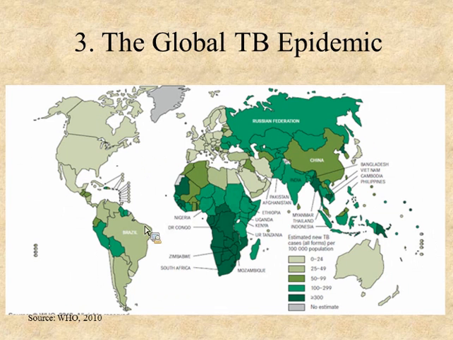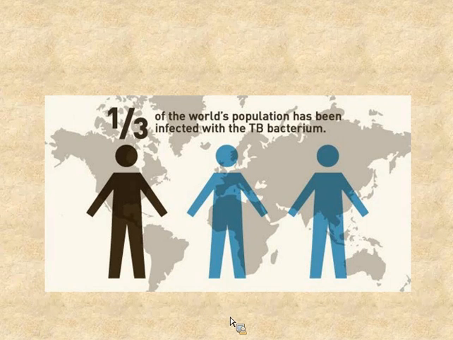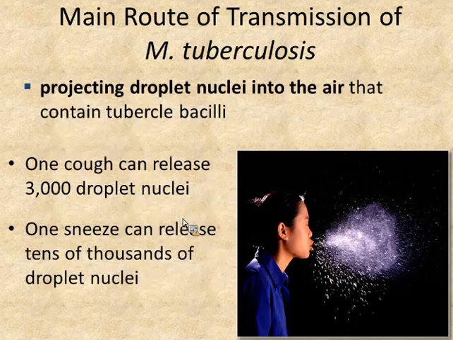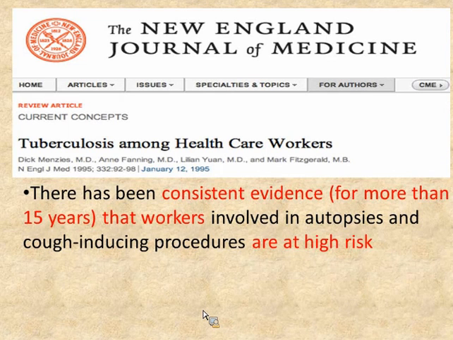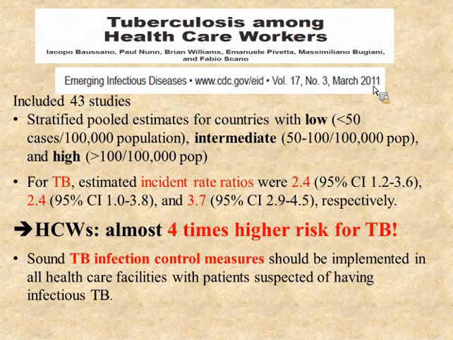But you can see that the darkness of the color reflects the intensity of the epidemic. A third of the world's population is infected with TB. I love this graphic because it says it all: there have been many studies over the last 15 years consistently showing that healthcare workers are at higher risk for TB, going back to 1995. Another systematic review done in 2011 found healthcare workers almost 4 times higher at risk for TB. Again, emphasizing that internationally we need to do a much better job at TB infection control.